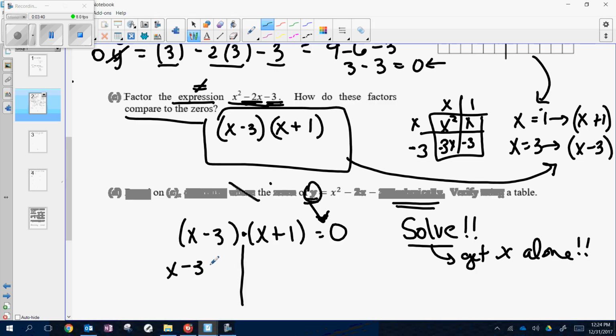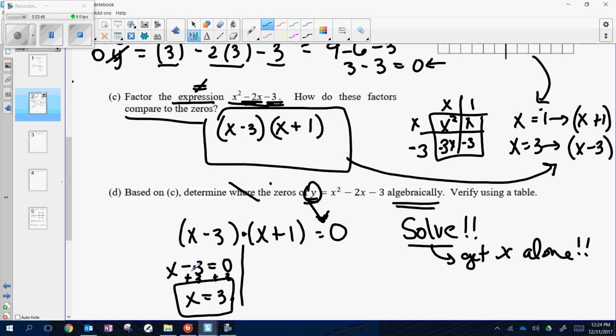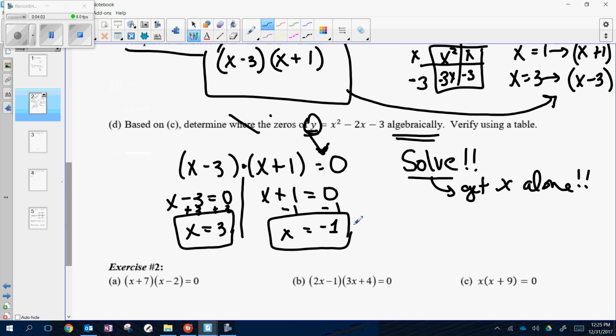X minus 3 could make a 0. Adding 3 over to the other side, x equals 3. We're using the multiplication property of 0. X plus 1 equals 0. Subtract 1 from both sides. You get this simple little linear equation, x equals -1. So you can see that you get your 3 and your -1.